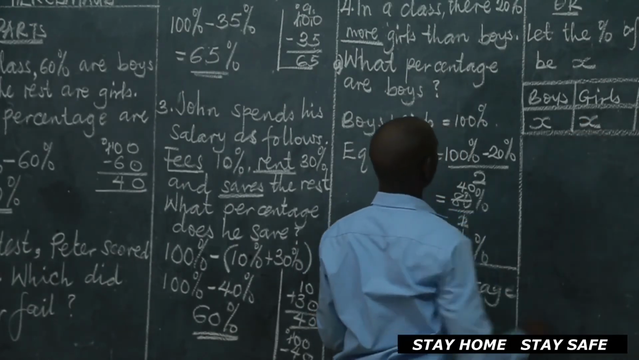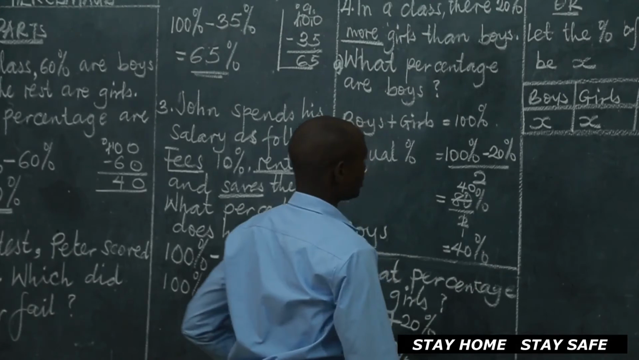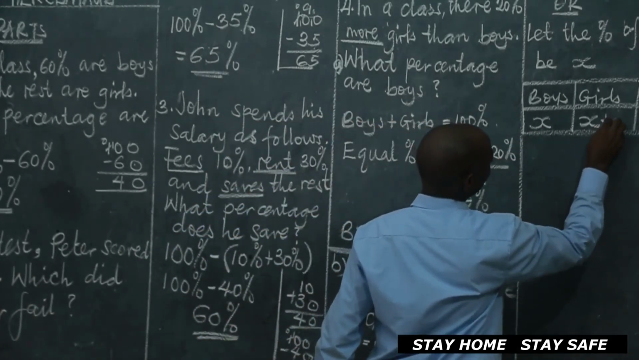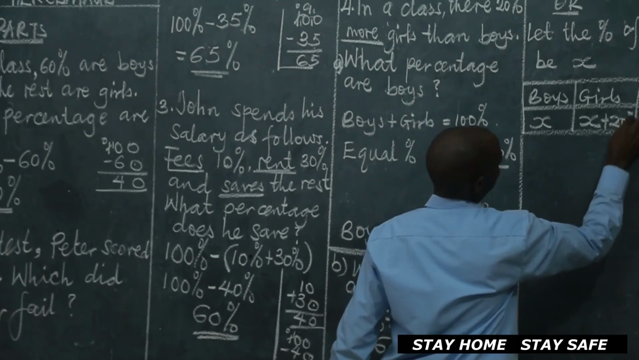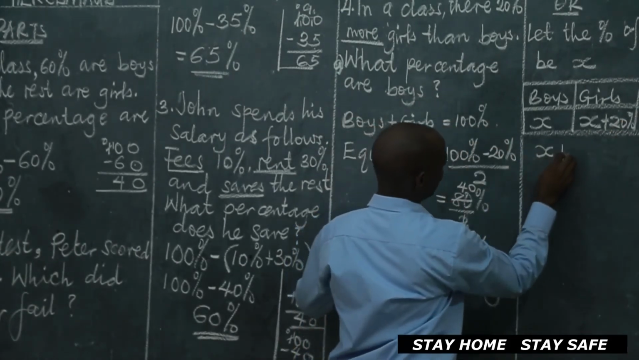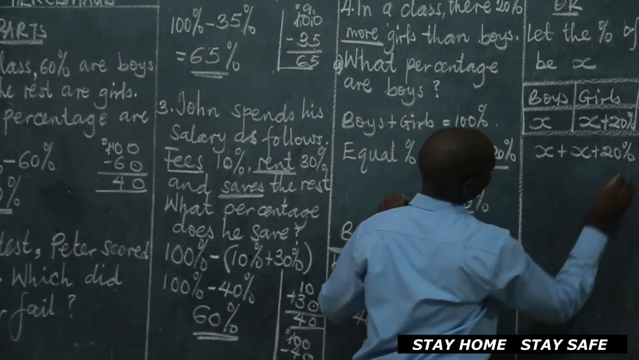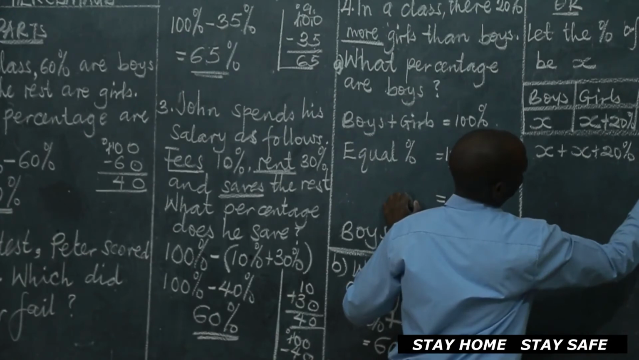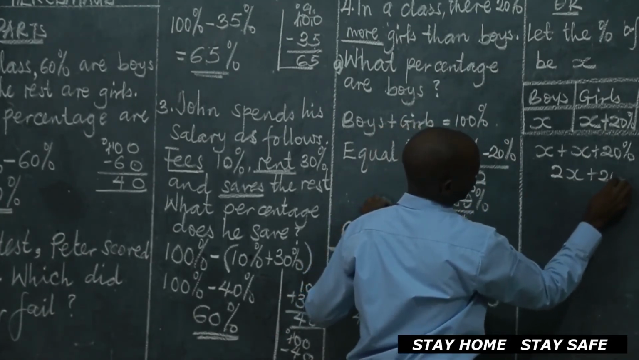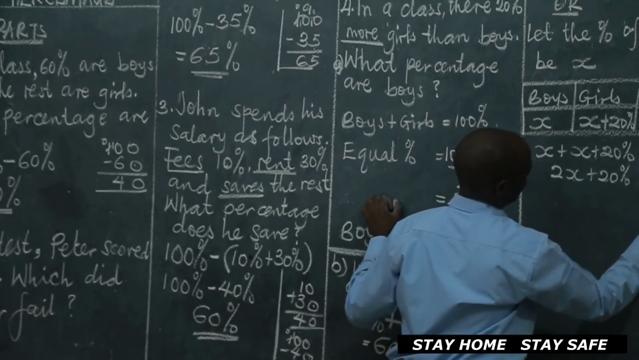It is x. But they have told you 20% more than boys. So if boys are x, it means girls will have plus 20%. Solve the equation. X plus x plus 20%. And this one will give you 100%. This one is 2x plus 20. And this one will give you 100%.